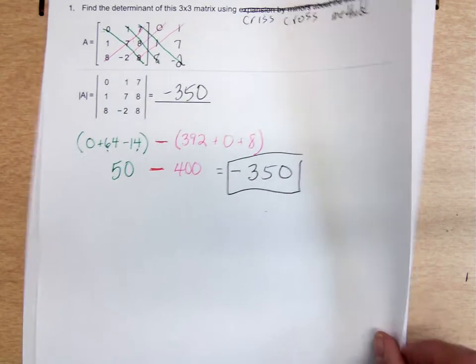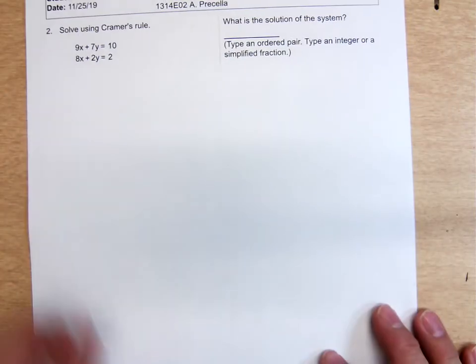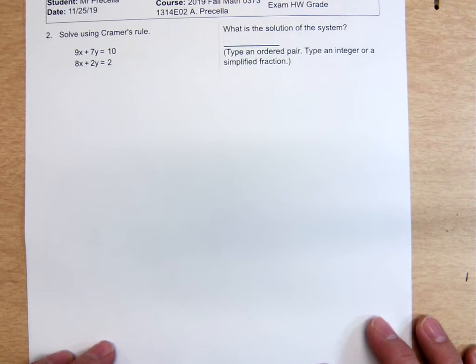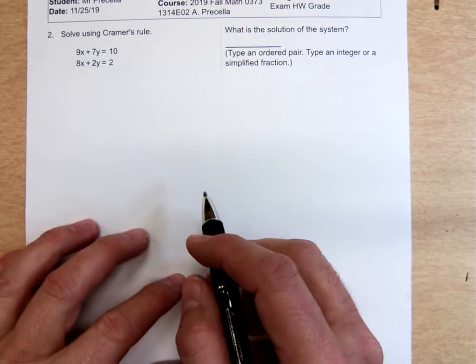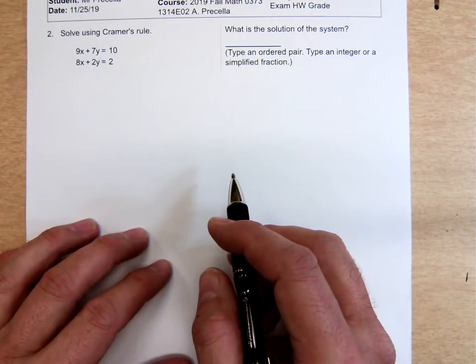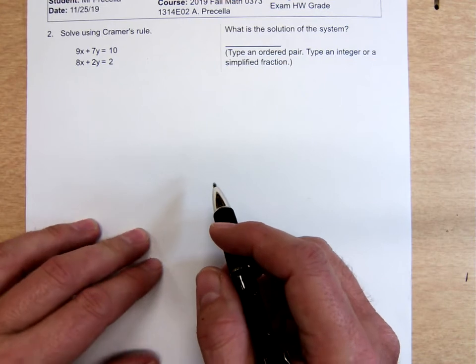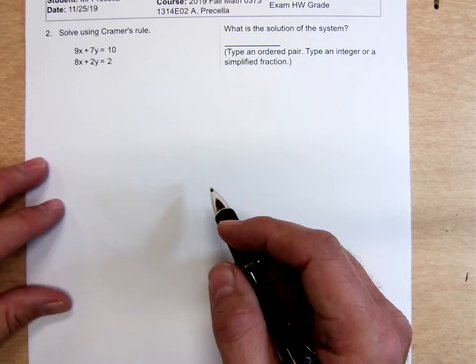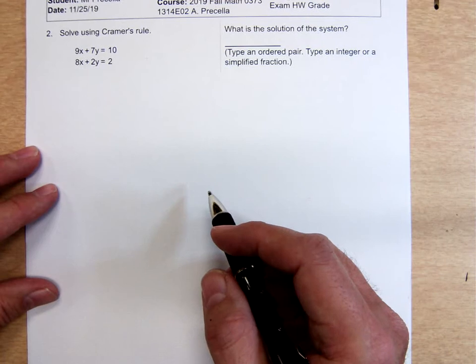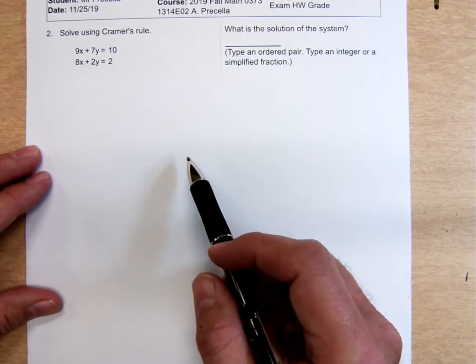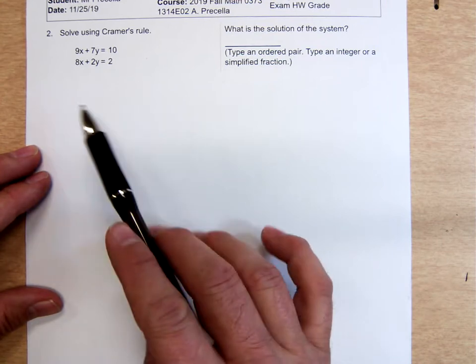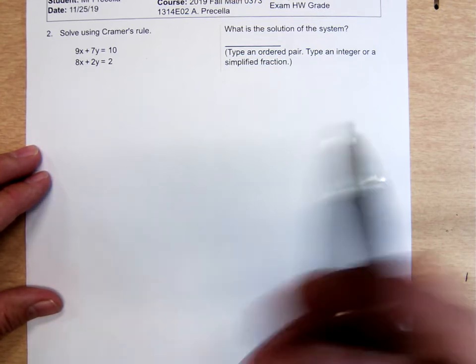Now let's see. What about this one? This says solve the system of equations using Cramer's rule. Well, we've worked with elimination and substitution. I suppose you could say, well, what's to make me do Cramer's rule? Couldn't I use elimination or substitution? Yeah, you could, but I think it's going to be pretty messy if you try to use elimination or substitution. But that's up to you.